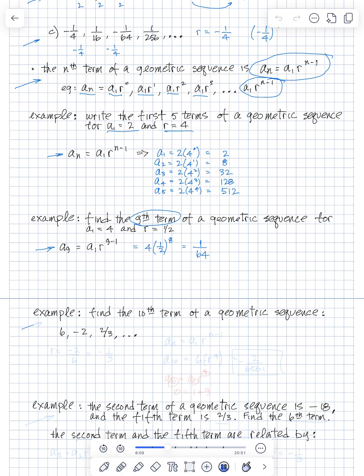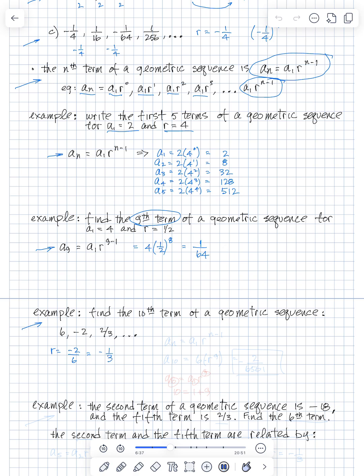Okay, now let's find the 10th term of a geometric sequence, starting with 6, negative 2, 2/3, and so on and so forth. So the first thing we want to do is find r. So r is equal to a2 divided by a1, which is negative 2 over 6, which is negative 1/3.